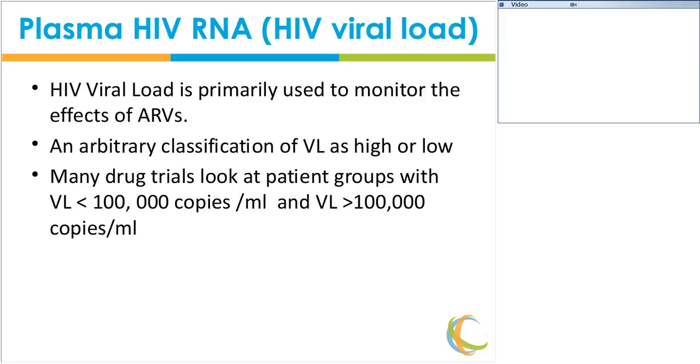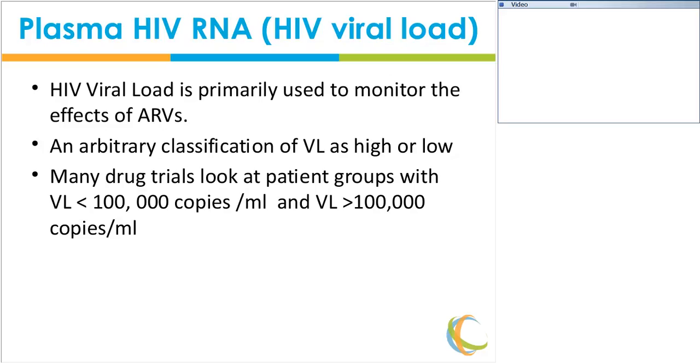The plasma HIV RNA, or what we often hear called the HIV viral load, is primarily used to monitor the effects of antiretrovirals. Historically, it was also used to help guide the initiation of therapy, but it's not really included that way in the guidelines any longer. There still exists in the minds of people that do HIV care an arbitrary classification of patients with either high or low viral loads, and we usually now think of a high viral load as one that's greater than 100,000.